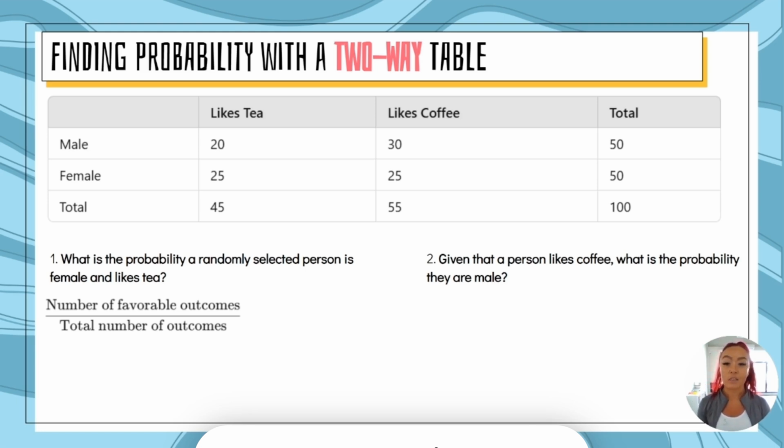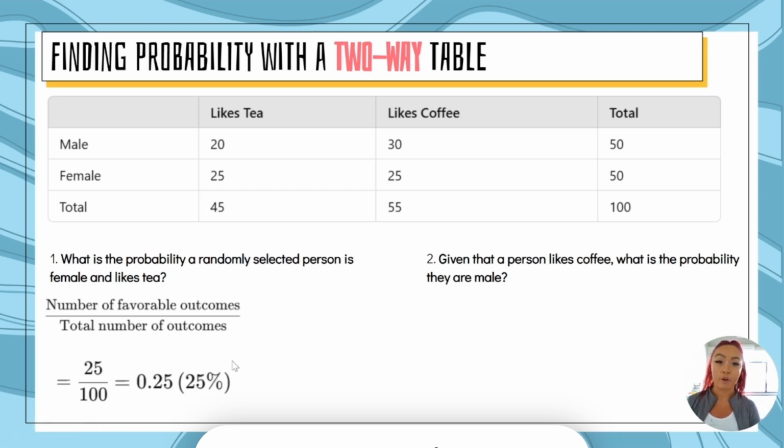Since the question says, what is the probability a randomly selected person? In general, they're talking about all people in this survey, which means we're talking about the total number of people, which is 100. Then we need to figure out how many of those people are female and like tea. So we go to female and likes tea, and that would be 25. So we're going to do 25 divided by 100, which is 0.25, or 25%.